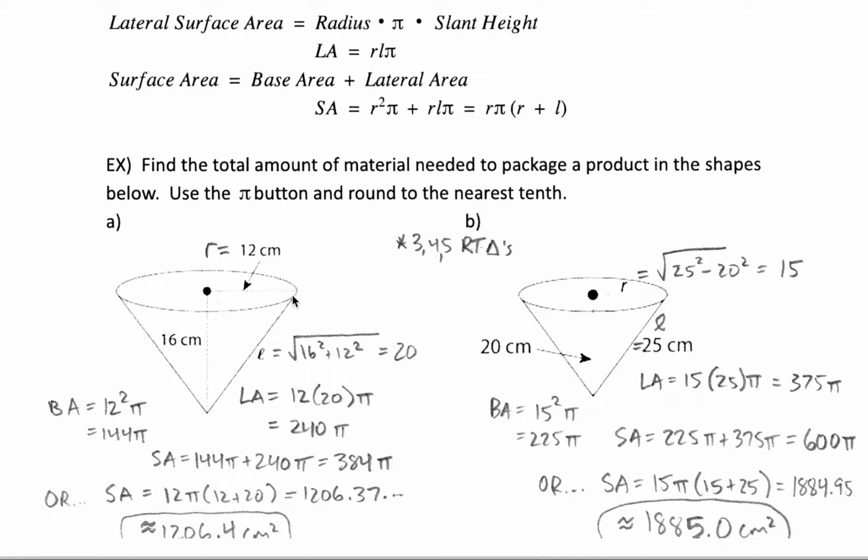Another cheat here is that this is also another special right triangle. It's called a 3, 4, 5. That would be the ratio of the sides, 5 being the hypotenuse, 3 and 4 being the legs. And this is just quadrupled. It's a multiple of 4 here.